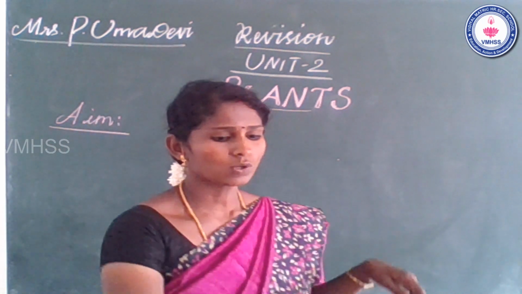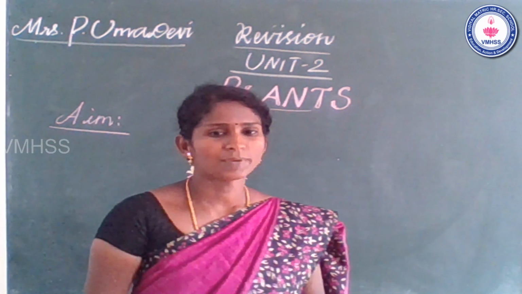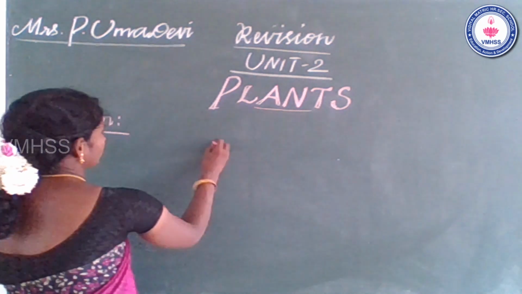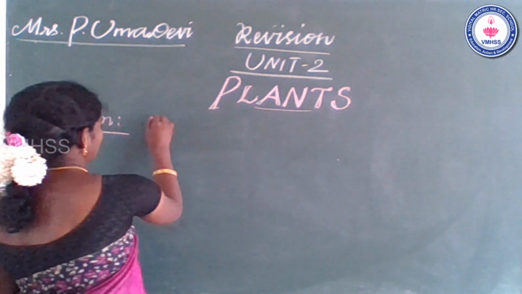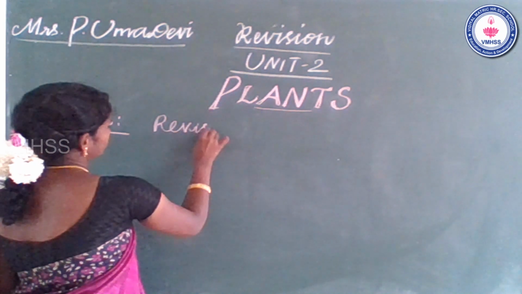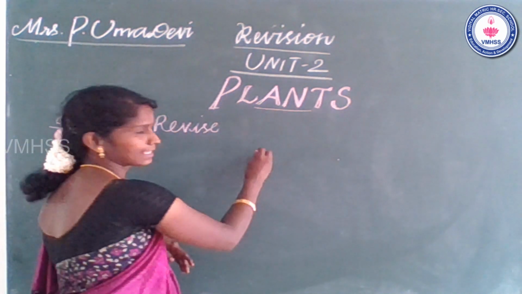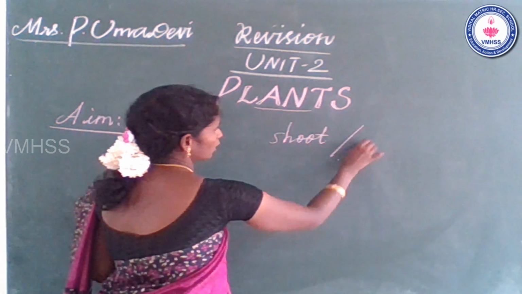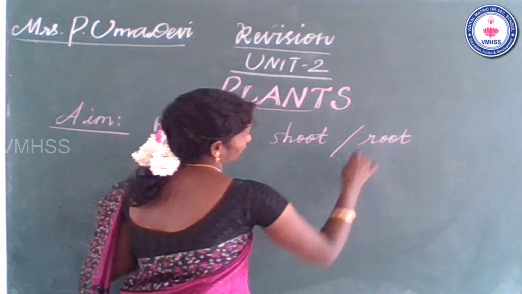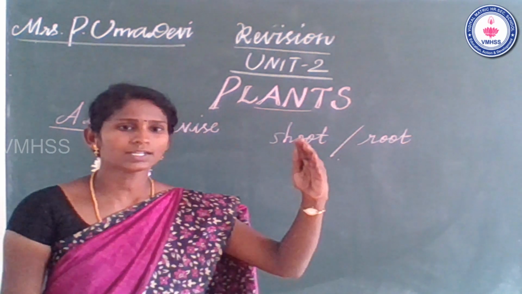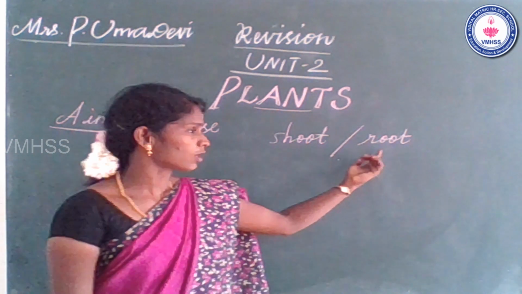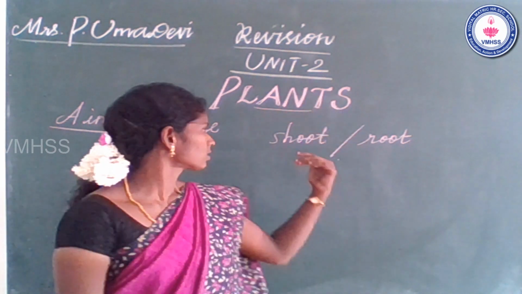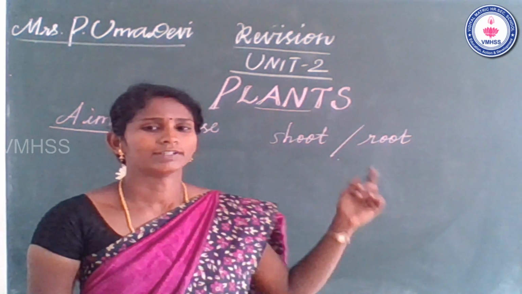So the plant is basically divided into two parts. What's the first one? Yes, very good, shoot system and root system. The plant part present below the ground is called root system. The plant part present above the ground is called shoot system. Very good.